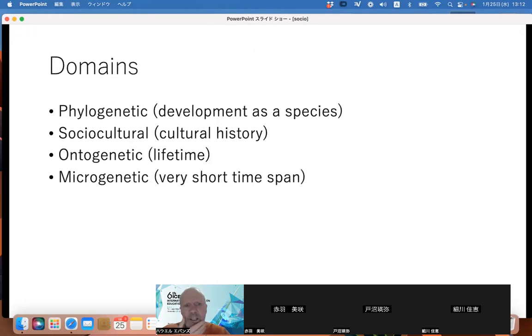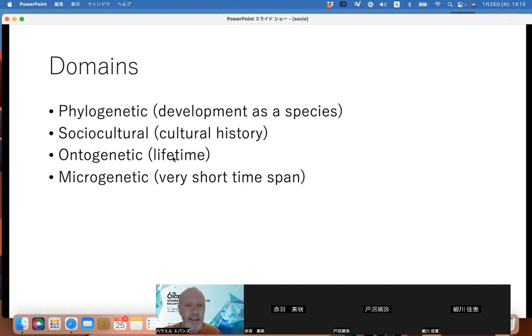And we've mentioned the phylogenetic domains. Again, this is just a review. That is really to do with our development as a species. So you can go back to our ancestors, or kind of monkey people, and the way they started to use tools and develop mentally over time. And then the sociocultural domain is more like cultural history, right? So, as we would say, the development of Japan being different from the development of the UK, for example.